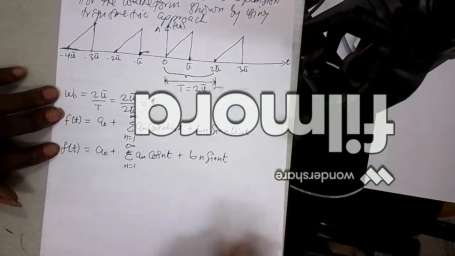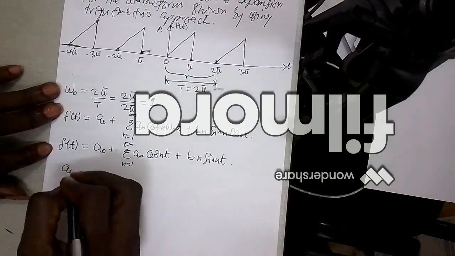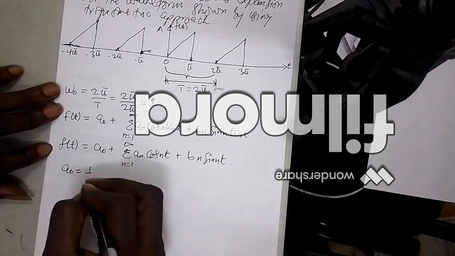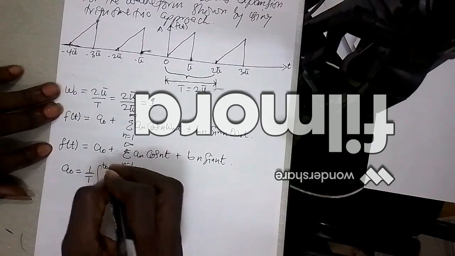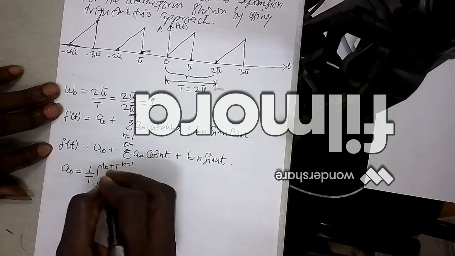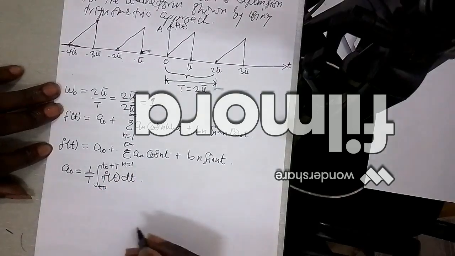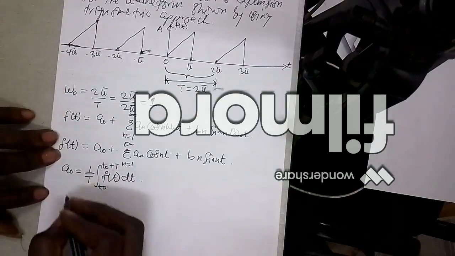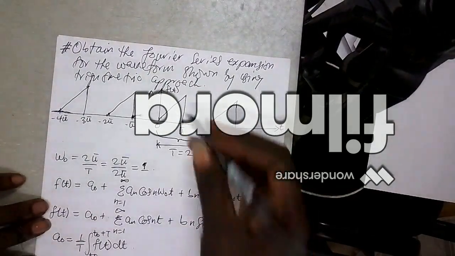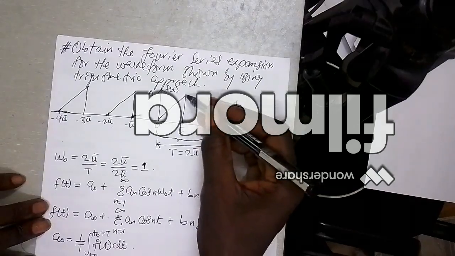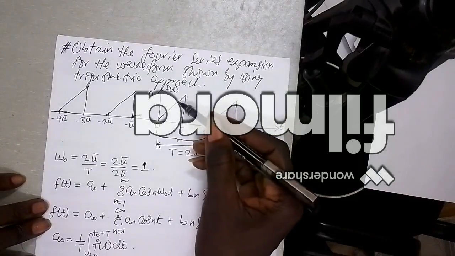So now I must find my a naught. a naught is equal to 1 over T integral from t naught to t naught plus T of f of t dt. So I must find the f of t. To find the f of t, here I have a triangular waveform. These straight perpendicular lines are okay, but the slanted lines, I must find the equation for them.